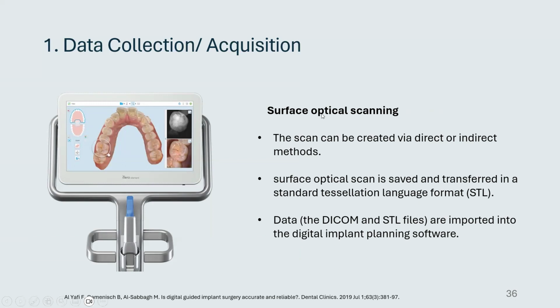Okay, the second thing that we need to obtain for these patients is the oral scan. The scan can be created via direct or indirect methods, and then it's saved in STL format. The data that we obtain from the CBCT and from the STL files are imported into the digital implant planning software. As we said, there are several examples of these software, and then we are ready to make the virtual model.